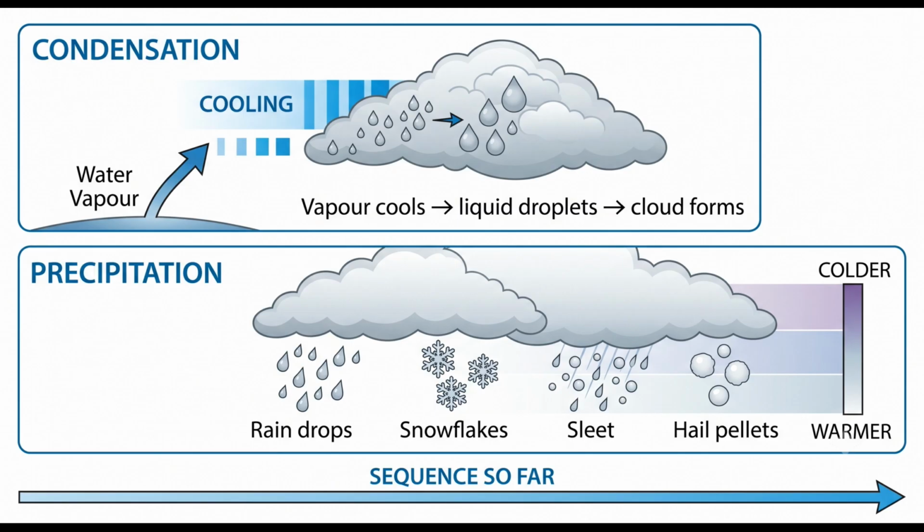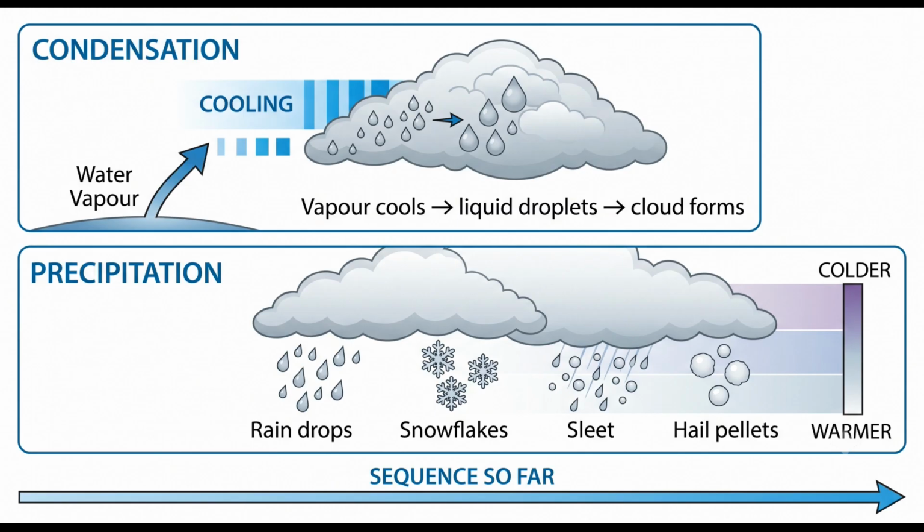No clouds, no rain. Precipitation. When water droplets in clouds combine and grow heavy enough to overcome air resistance, they fall to the Earth's surface. The form depends on the temperature at cloud level and on the way down. Rain in warm conditions, snow in very cold conditions, sleet when it partially melts, hail when ice pellets form and cycle multiple times within the cloud.